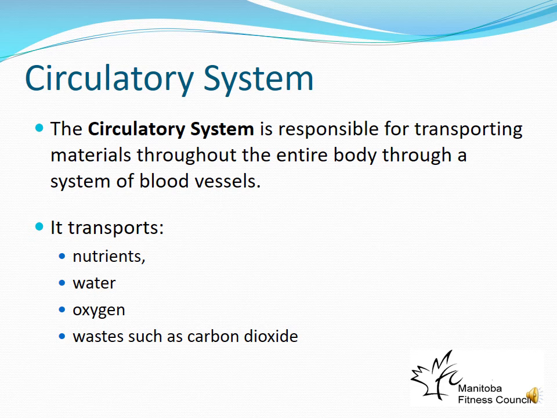The circulatory system is responsible for transporting materials through the entire body. So as I've mentioned already, it will transport nutrients, water, and oxygen, as well as waste products such as carbon dioxide. So oxygen is going to the working muscles and to the tissues of the body, and carbon dioxide is brought away from them.